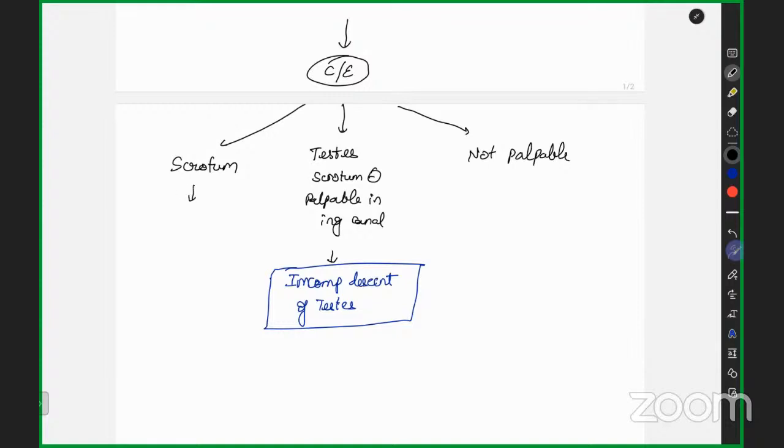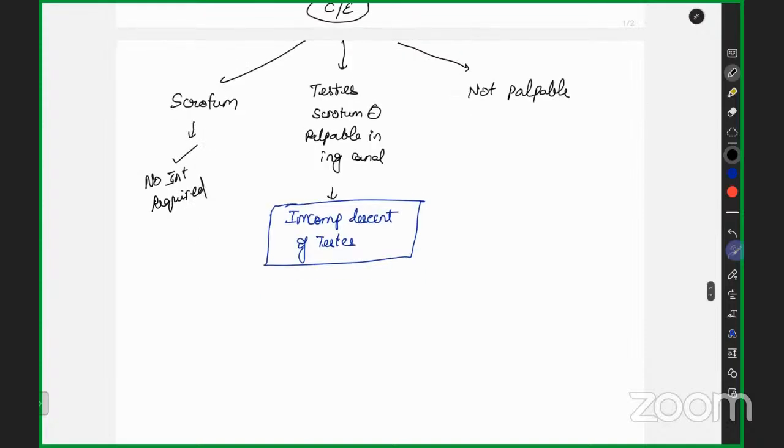If it is palpable in the scrotum, you don't need to do anything. No intervention required. The baby is fine. Now, the testis is not in the scrotum, but it is present. It is palpable in the inguinal canal. What will be your next step of management? You're going to go for an inguinal exploration, that is called orchiopexy.